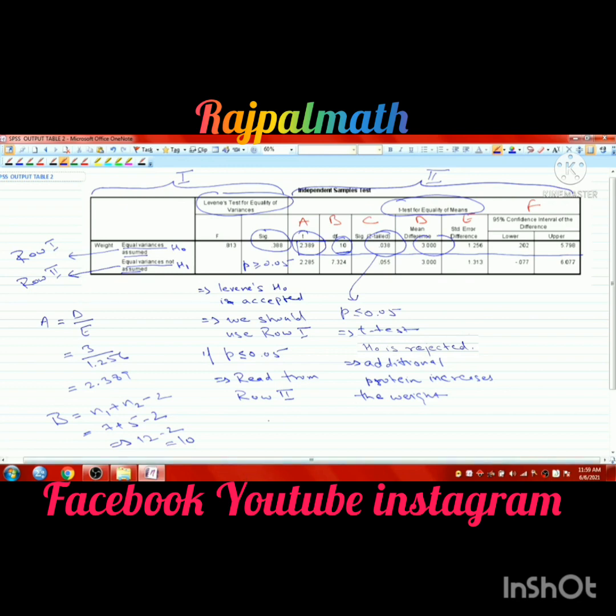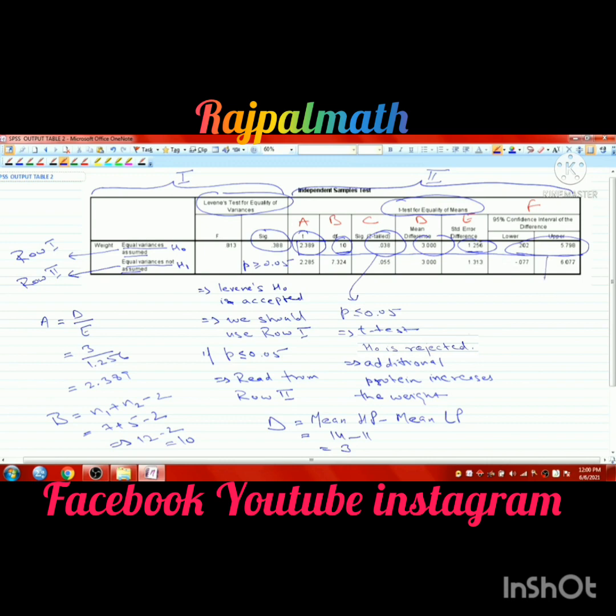Then the mean difference. It is just the mean of the high protein group minus the mean of the low protein group. As we have done in the previous table, the mean of the high protein group is 14 and the low protein group is 11. So their difference is 3. So the D column is the mean difference. Then the standard error difference was already explained in the previous table.